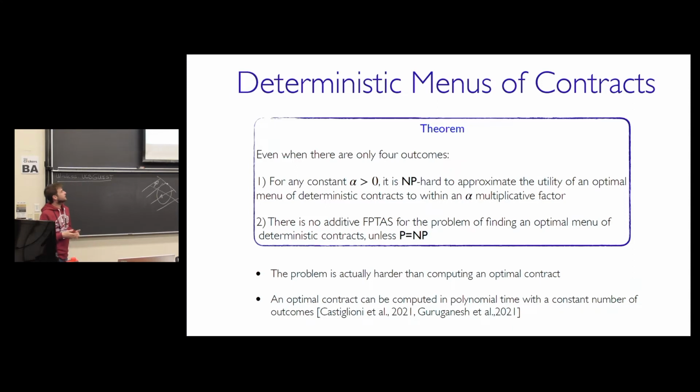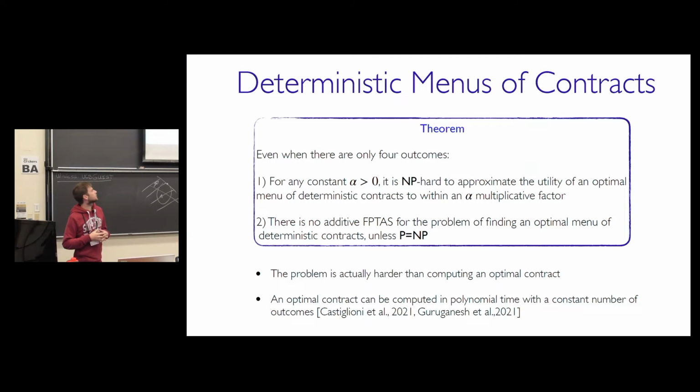Our first result is negative. We focus on deterministic menus of contracts, in which each probability distribution has support 1. And in this case, even if there are only 4 outcomes, for any constant alpha greater than 0, it is NP-hard to approximate the optimal principal utility to within an alpha multiplicative factor. And moreover, there is no additive FPTAS for this problem, unless P is equal to NP.